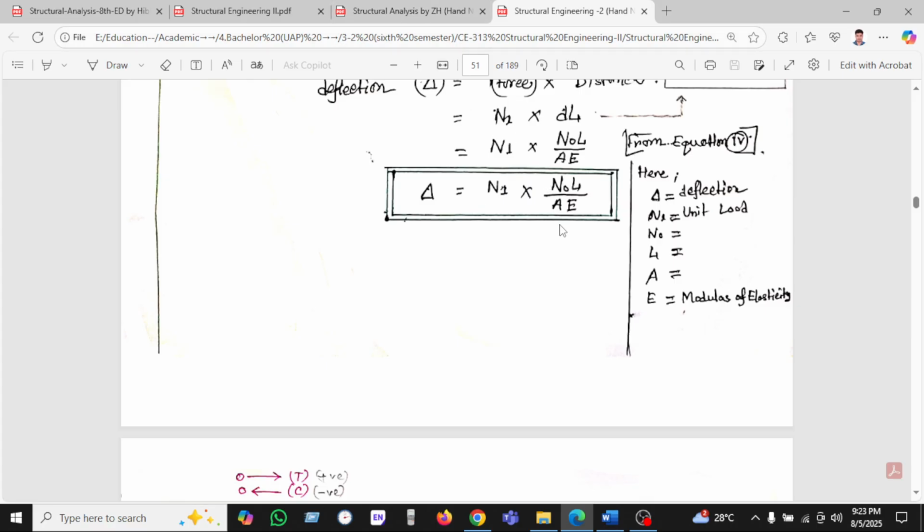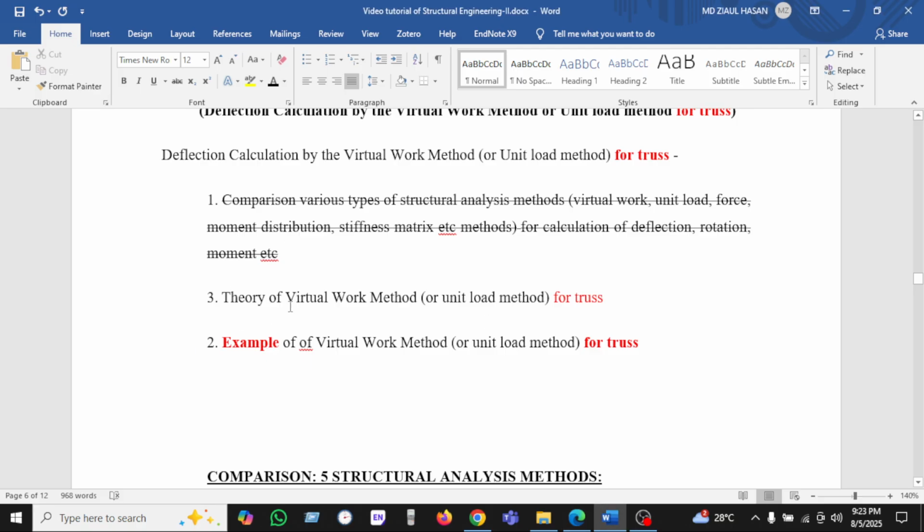I hope this topic is completed, which is the theory of virtual work method for trusses. So let's see the last one, which is the example of the virtual work method or unit load method for trusses.